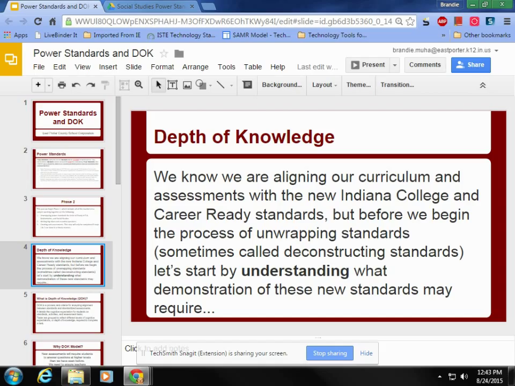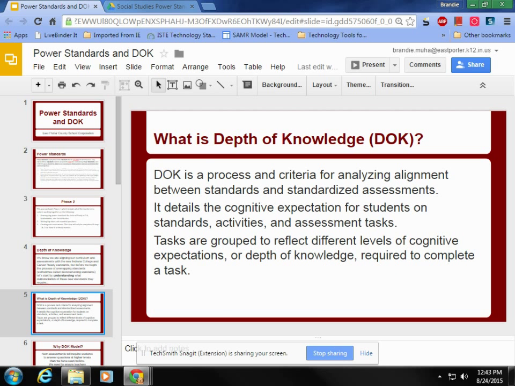So depth of knowledge, or DOK, was used in the creation of test items. Therefore, it is important for educators to understand depth of knowledge and what it means for our instruction. We also keep hearing about rigor. That word is thrown around a lot. Depth of knowledge will help us understand what rigor means.